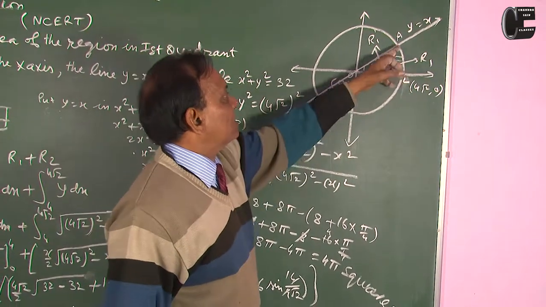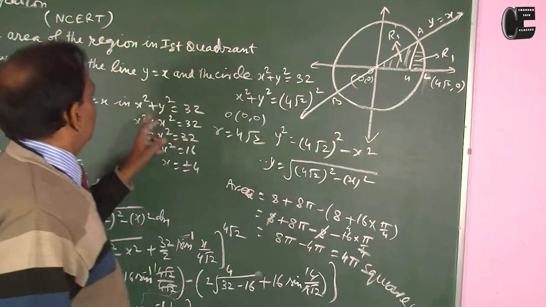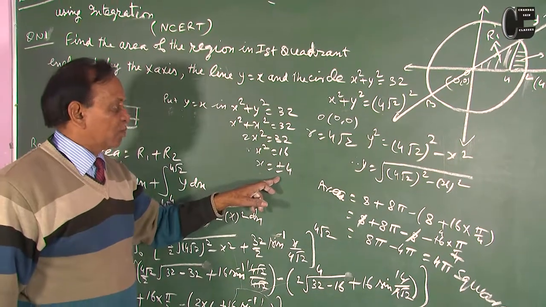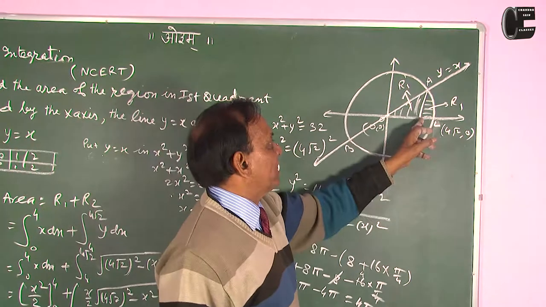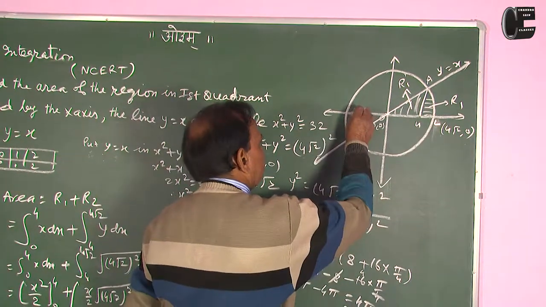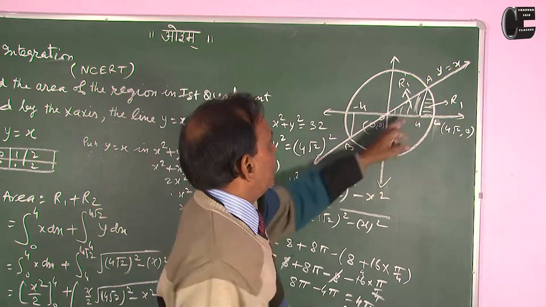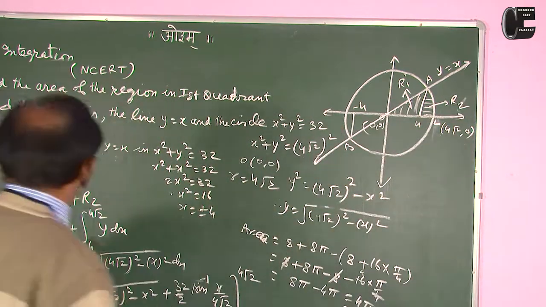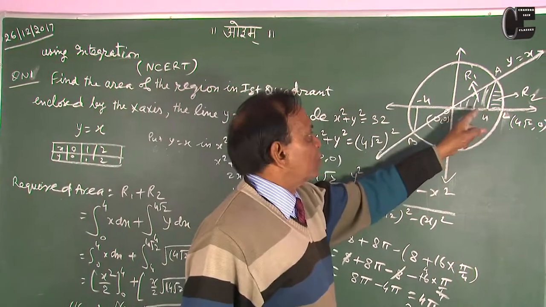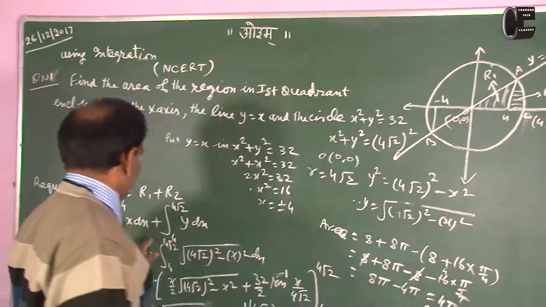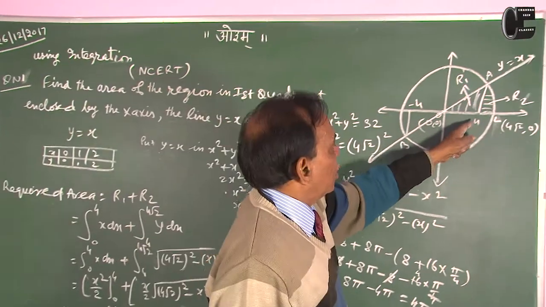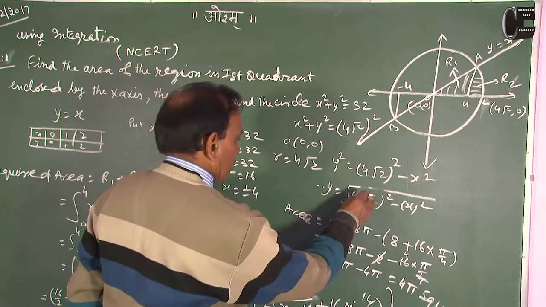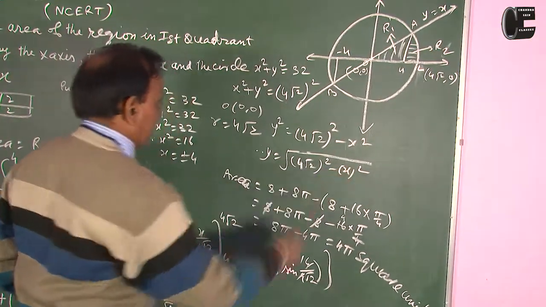We should know the coordinates of point A. Here, put y equal to x in this, x square, x equals plus minus 4. Therefore, this line cuts the circle at 2 points, plus 4 and minus 4. Yes, for finding the area R1 plus R2: this is R1, this is R2. For R1, 0 to 4, its equation x dx, plus 4 to 4 root 2, and its equation y for the circle, that is 4 root 2 whole square minus x square.